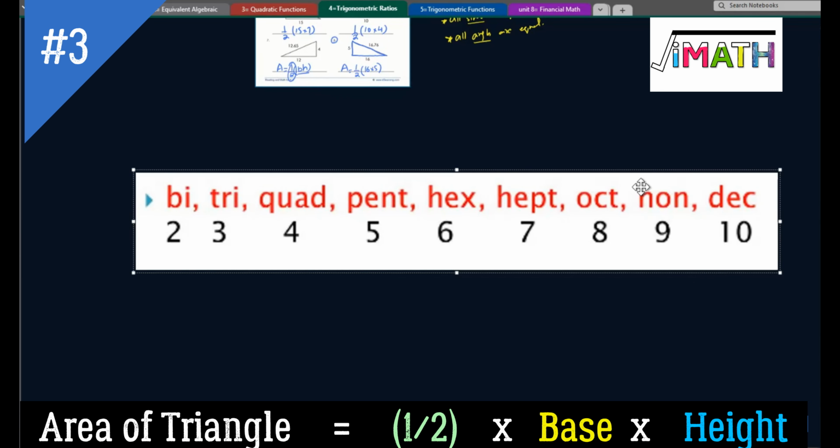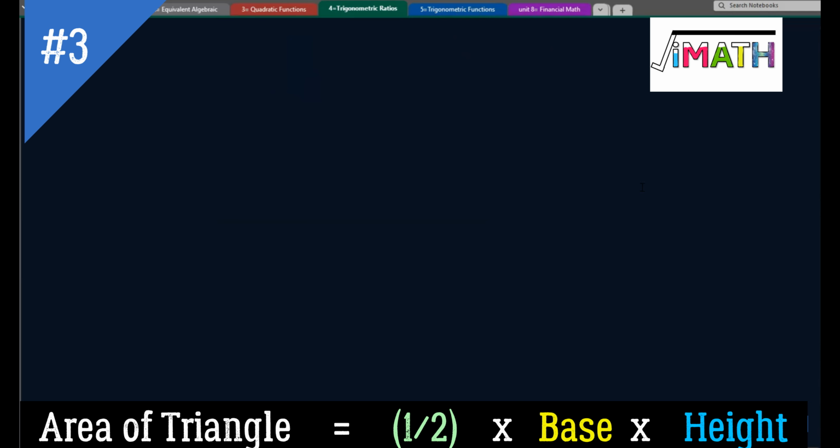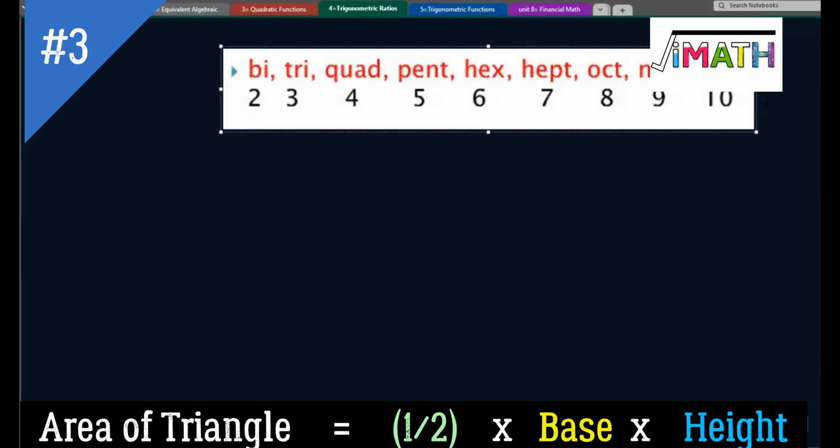Let's try once again, from tri to deca. Tri, quad, penta, hexa, hepta, octa, nona, deca. Perfect. So, now I'm going to ask you random questions.